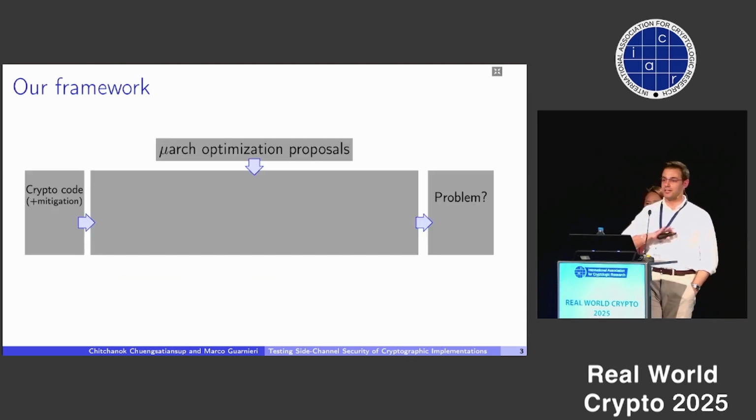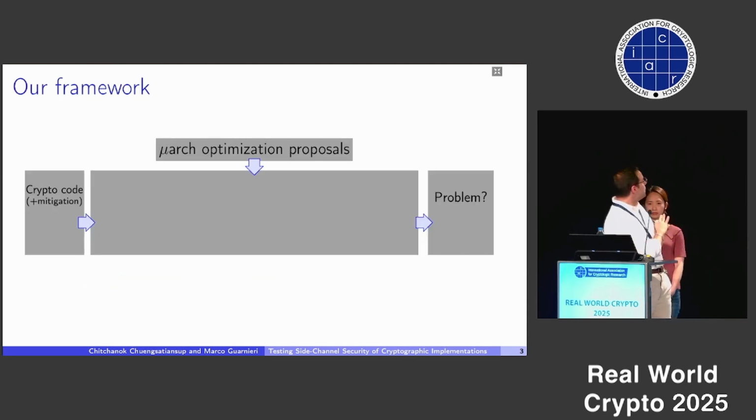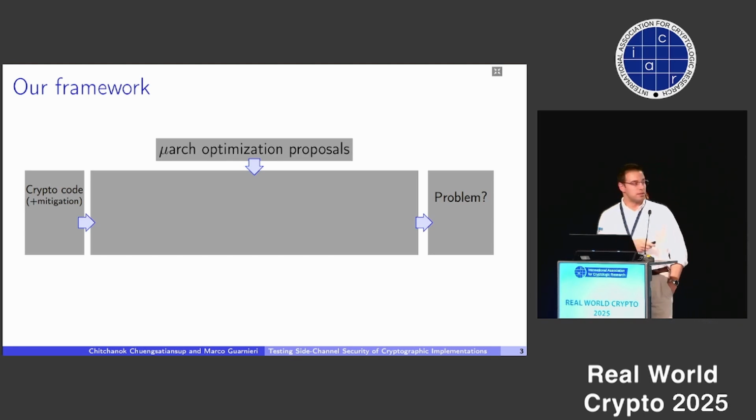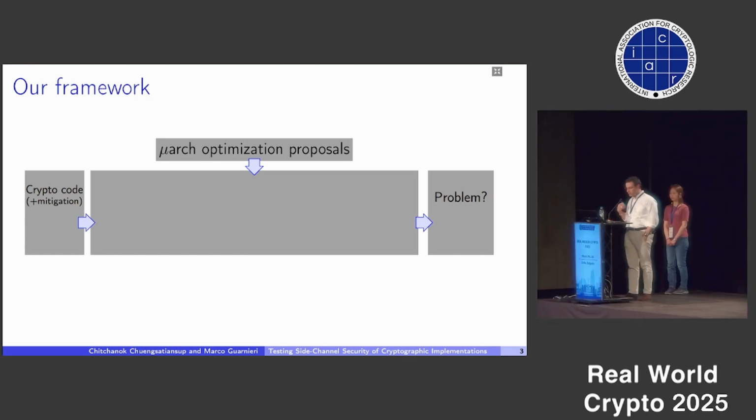So let's start with the very high-level picture with a lot of gray boxes. I'm going to fill in the gray boxes throughout the presentation. So at a very high level, we start from a cryptographic implementation, potentially with some side channel mitigations implemented in it at software level, and a description of the optimization proposal that we want to test. And we're going to produce a list of potential problems indicating leaks. So let's try to refine this a bit.